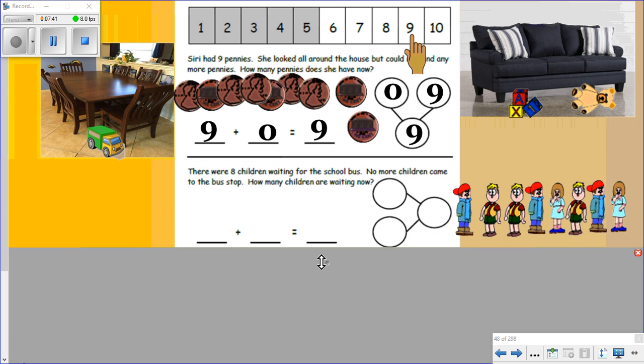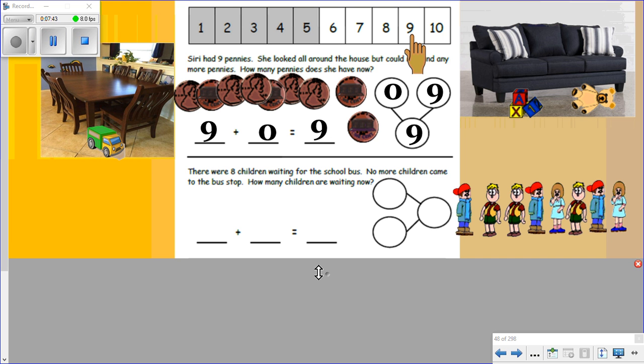Okay, let's take a look at this one. Oh, look at all those kids. There were 8 children waiting for the school bus. No more children came to the bus stop. How many children are waiting now?